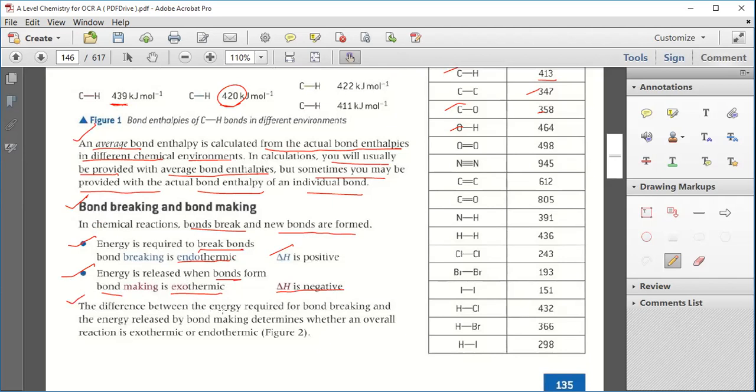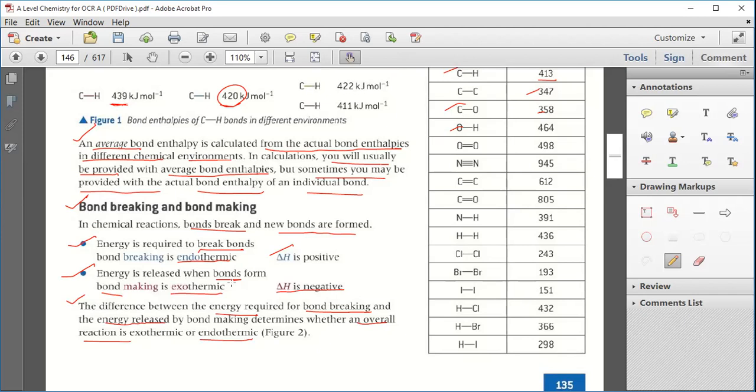The difference between the energy required for bond breaking and the energy released by bond making determines whether an overall reaction is exothermic or endothermic. If the energy released by bond making is far more than the bond breaking energy, then the reaction is exothermic, that is, delta H is negative, otherwise it will be endothermic. Clear? Whichever is more will be the dominant one.